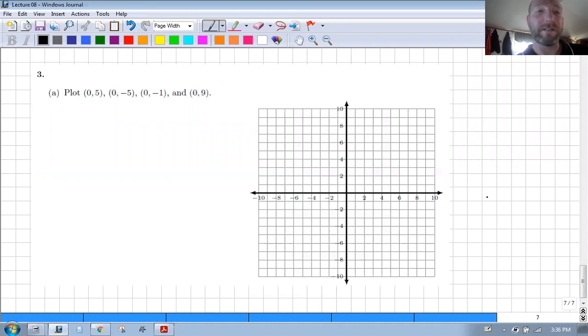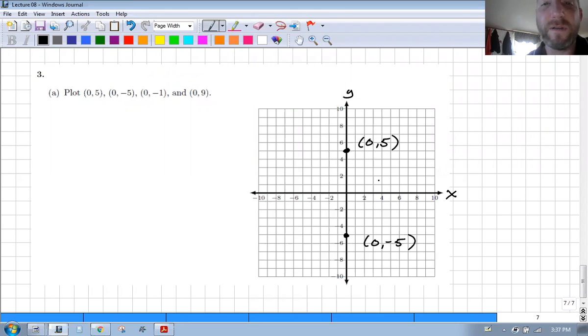All right, plot (0, 5). Well, the X is 0, so that means you're not going right or left at all. But we are going up 5. We go up 5. Boom. (0, 5). Notice that point is lying on the y-axis. So we would call that a y-intercept because it intercepts the y-axis. (0, -5). We don't go left or right. We go down 5. So there's (0, -5). So that's also on the y-axis. We call it a y-intercept as well.